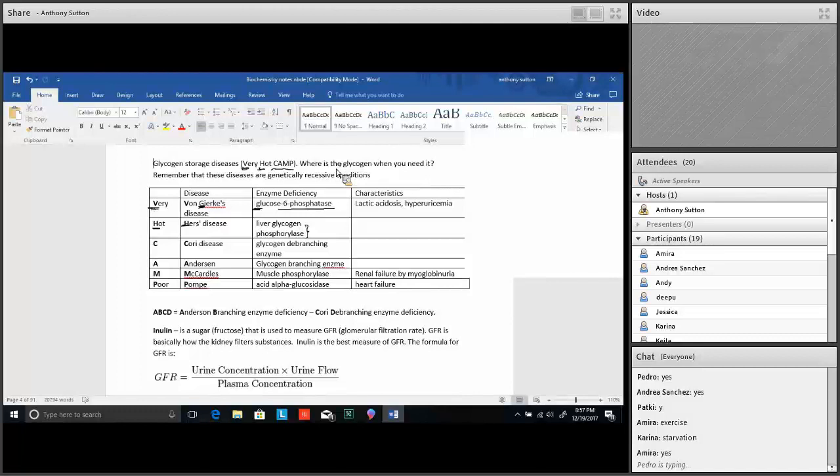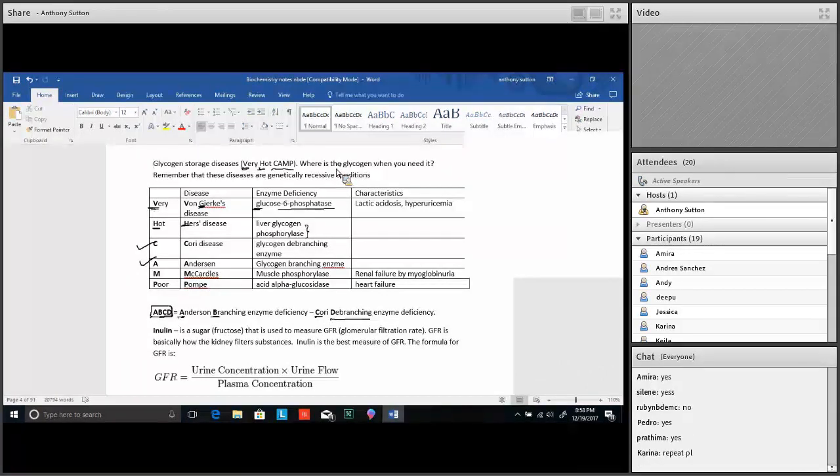Follow me here. Now, the next thing is called A, B, C, D. Everybody knows their ABCs, right? A, B, C, D. Y'all see A, B, C, D? Anderson is a problem with the branching enzyme. Cori is a problem with the debranching enzyme. Do y'all see that? So A, B, C, D. Everybody understand that? Everybody get it? Tell me yes or no. Okay, Kayla says no. Okay, problem. Good, perfect. I like when you say no, because that helps me.